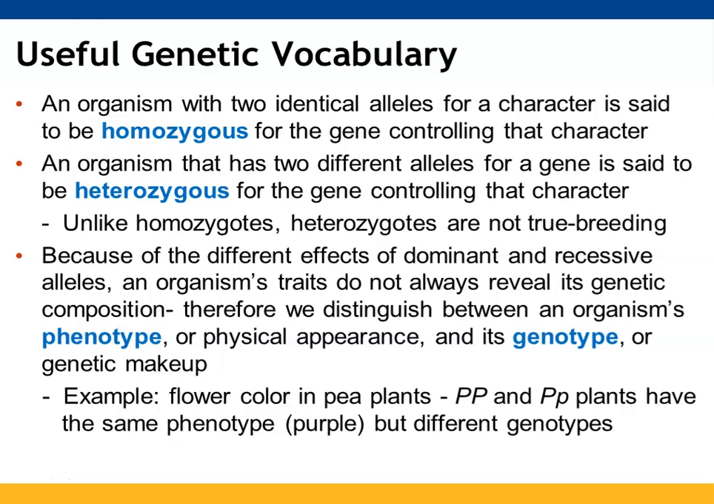So some vocabulary that hopefully is review. Homozygous is when both alleles are identical. Heterozygous is when you have different alleles for a gene. Heterozygotes cannot be true breeding. Homozygotes are. You can have homozygotes that are dominant and homozygotes that are recessive.